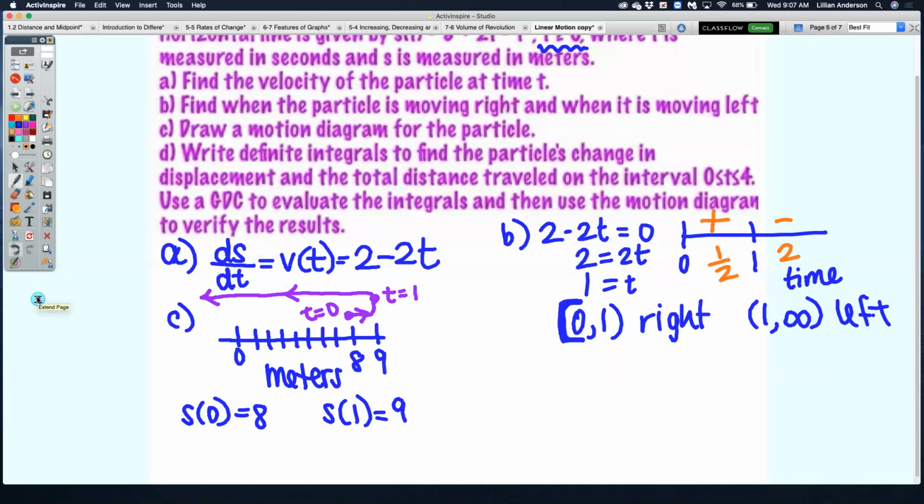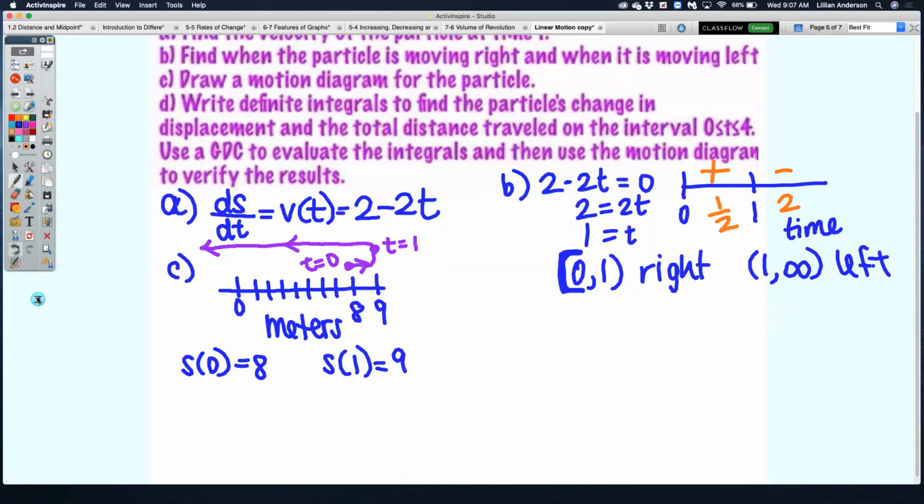So let me extend this page a little bit, give us a little more space. So let's write the definite integral. I'll have my integral symbol. What are going to be my bounds? 0 and 4. We're going to go from 0 to 4. And then we want to find the change in the particle's displacement and the total distance traveled. So we're doing two different things here. We're finding the change in displacement, so that's just going to be the regular antiderivative of our velocity function, to find our change in displacement.